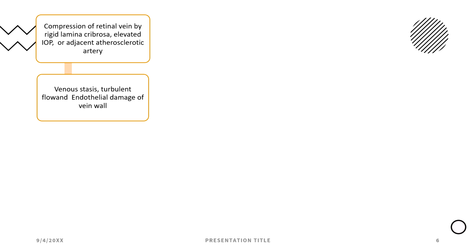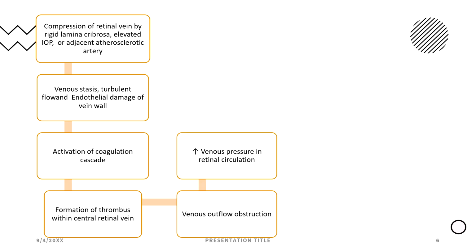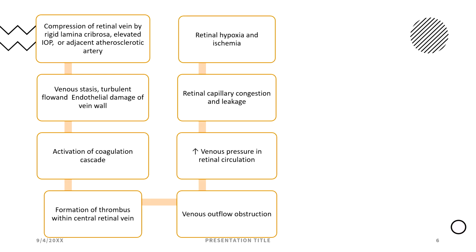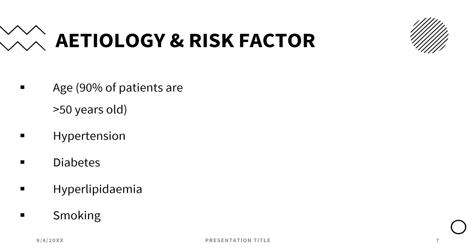to the set of Virchow's triad, which leads to activation of the coagulation cascade and formation of thrombosis within the vein, which leads to venous outflow obstruction and increased venous pressure, which causes retinal capillary congestion and leakage, and retinal hypoxia and ischemia, which lead to release of VEGF and inflammatory mediators, which cause macular edema, neovascular glaucoma, and CRVO.